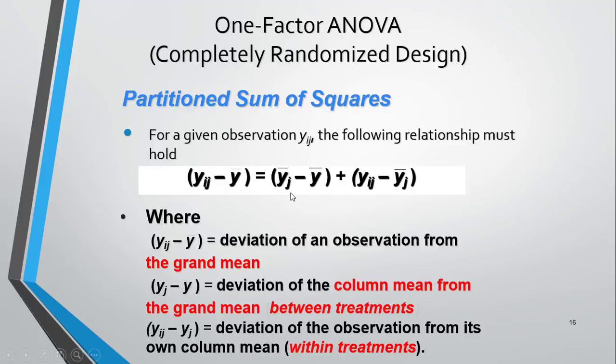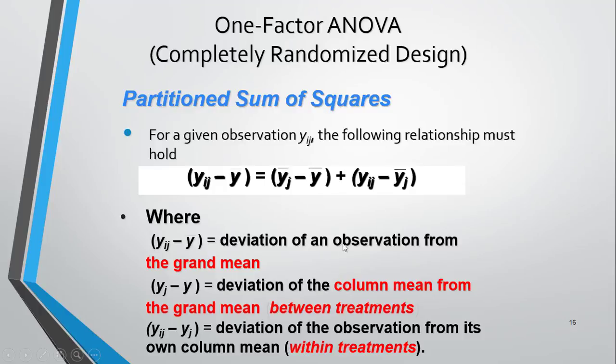This one here is Yj bar, the mean of j's column, minus the overall mean, plus Yij minus Yj bar. If you open the parentheses, you can see this one and this one cancel each other. What you have left is this minus that, which is the same as this. So this equation holds true. And what's Yij minus Y bar?